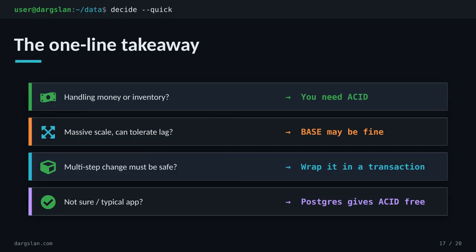So here's your quick decision guide. If you're touching money or inventory, don't even hesitate. You need ACID. If you're operating at massive scale and a little lag is acceptable, BASE might serve you better. Anytime a change spans multiple steps and has to be safe, wrap it in a transaction. And if you're just building a typical app and aren't sure, reach for Postgres. You get ACID for free.